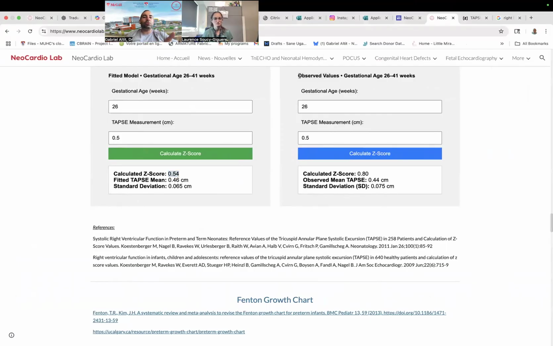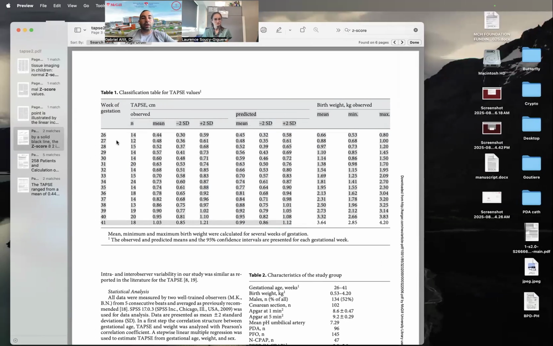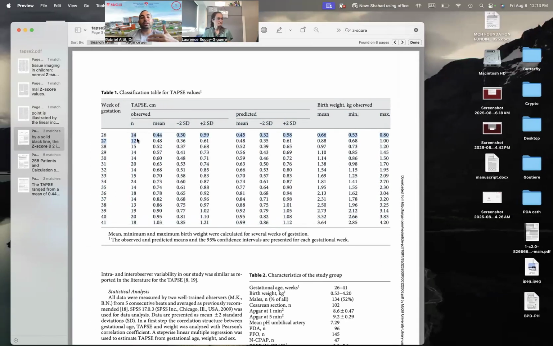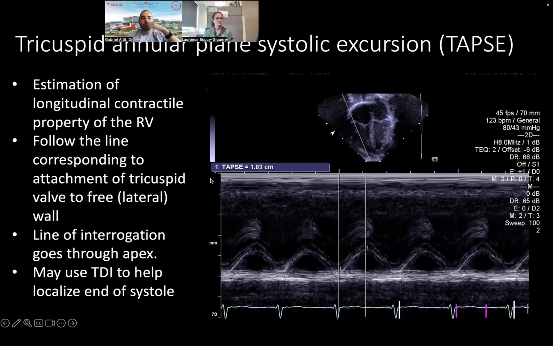And what we'll typically use is the observed values, because why? It's the real values of these patients. Even if it's only on 14 patients, we definitely need more literature about what the normals are for these patients. Does that make sense for you, Laurence? Or did I go too quick on the fitted and observed?